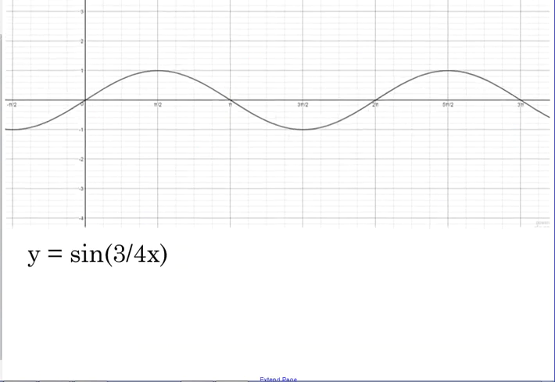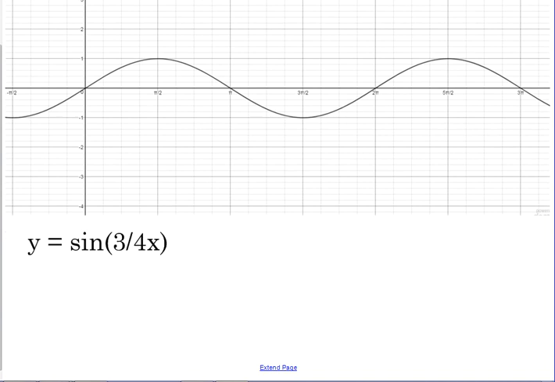All right, let's see what happens here. Sine of 3 over 4x. Think back to our translations. What happens when we multiply the x by a number, or inside of our function we are multiplying by a number? When it's with the x, is it a horizontal change or a vertical change?